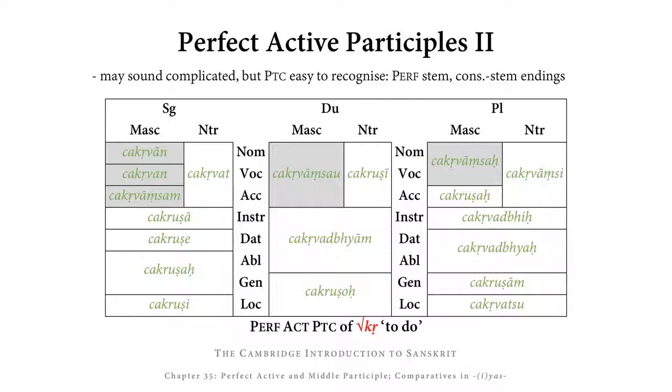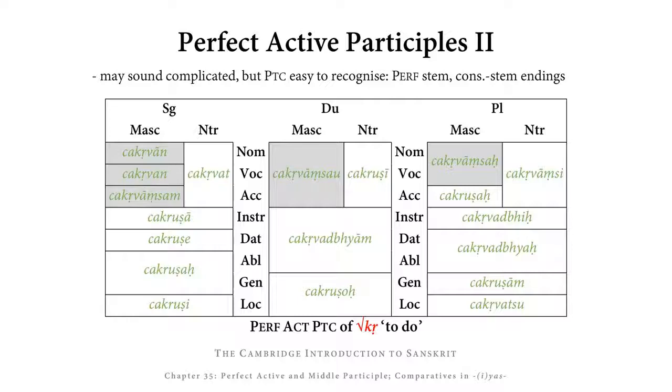Then in the plural, in the instrumental, dative and ablative, we have endings that begin with consonants. So we have -bhih, -bhyah, and -bhyah. And again, these begin with voiced consonants, and so in front of these voiced consonants, the weak suffix appears as -vad. So we have cakrvadbhih, cakrvadbhyah, cakrvadbhyah. In the genitive plural, we have an ending -am that begins with a vowel. In front of that, the suffix again appears as -ush, and so we get cakrusham.